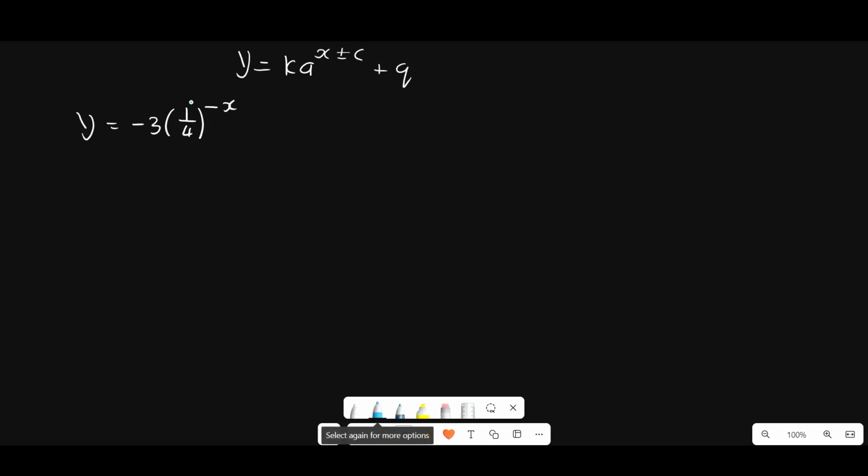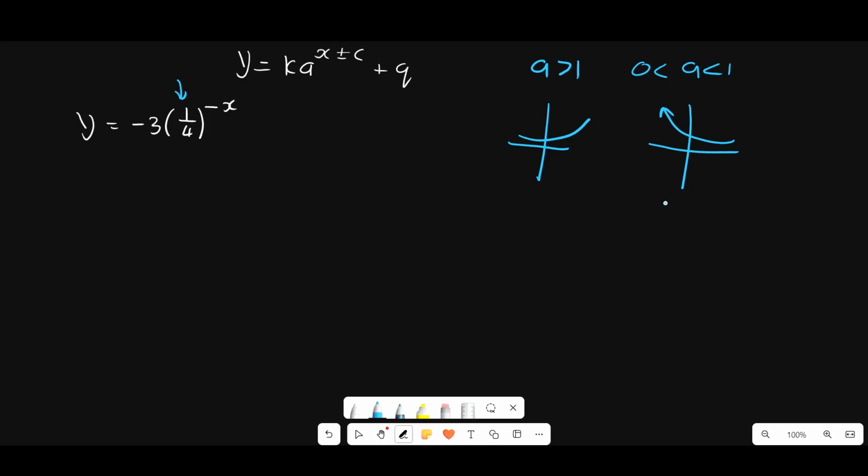So first of all, let us identify our a. Remember we said, if a is greater than 1, then my function is an increasing function. If a is less than 1, also greater than 0, of course, then my function is a decreasing function. So you can see that in this case my a is less than 1 but also greater than 0, meaning I have to take this graph here, so let me just remove this one here.